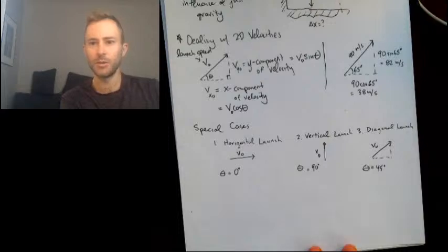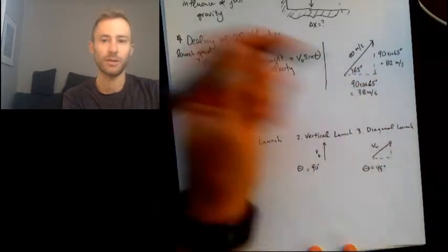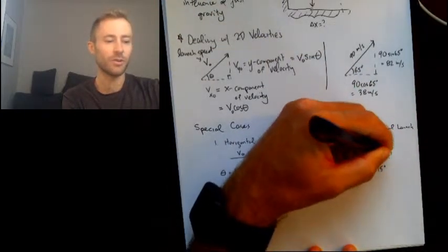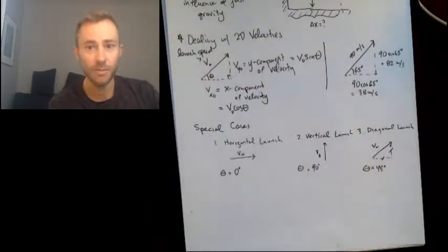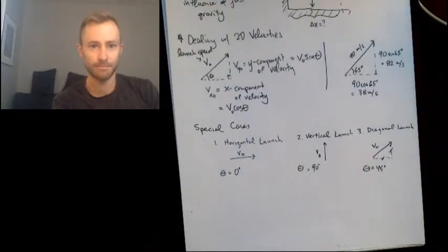Now, one of the things about a diagonal launch that's at perfectly 45 degrees is that the vertical and the horizontal legs of the triangle are equal. So you have an equal amount. You're going up and down just as much as you're going side to side.